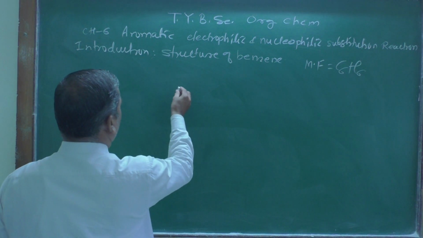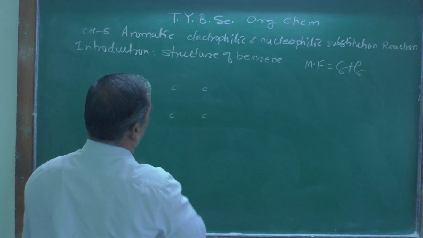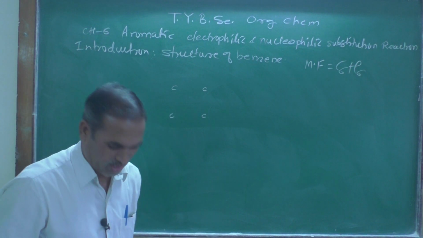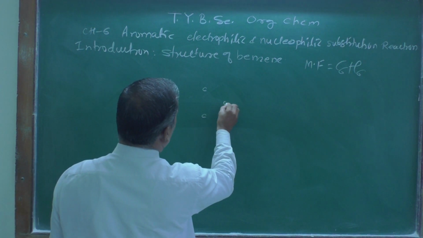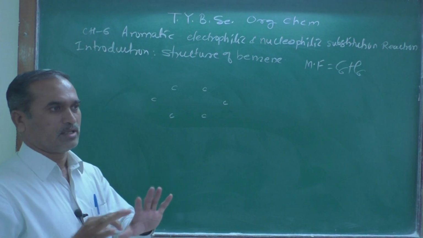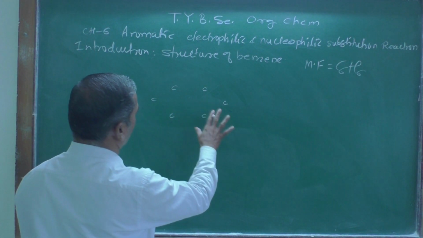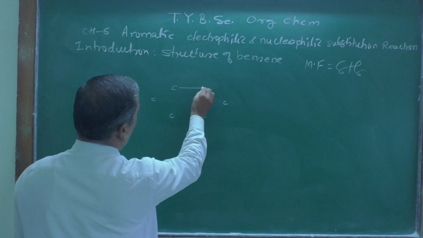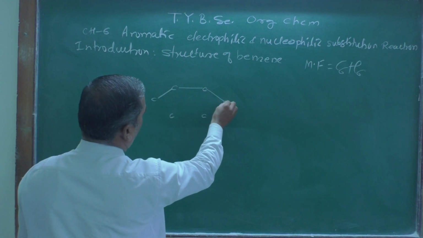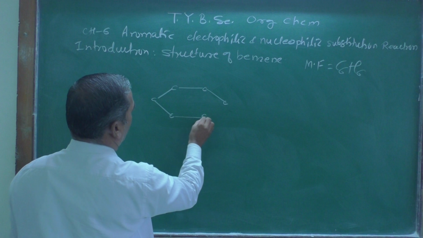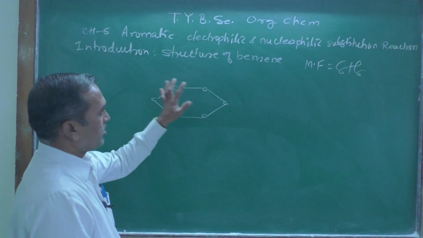Now how to draw that structure? Suppose I put two carbon atoms like this and two other carbon atoms at a corner point, you can remember that it is a square plane. Now the fifth one I am putting here and the sixth one again over here. So this is the structure of benzene we are learning. Here this carbon atom and this carbon atom are joined by a single bond, here also a single bond, all single bonds. And as we know, a cycle is formed through the sigma bonds.